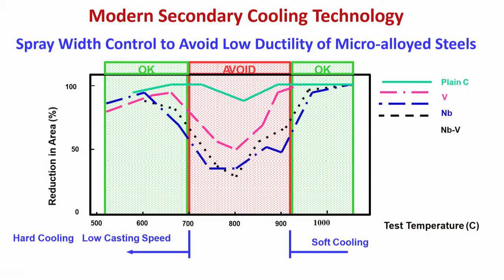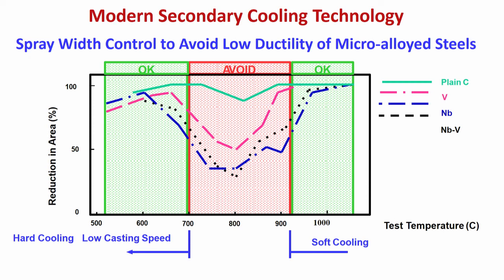If the casting speed is low, then the surface temperature of the strand is also relatively lower. So, that means you are not allowing too much strain formation in these particular grades. So, there are two strategies: either you do soft cooling or you do lower casting speed. Then only you can have crack free microalloy steels.